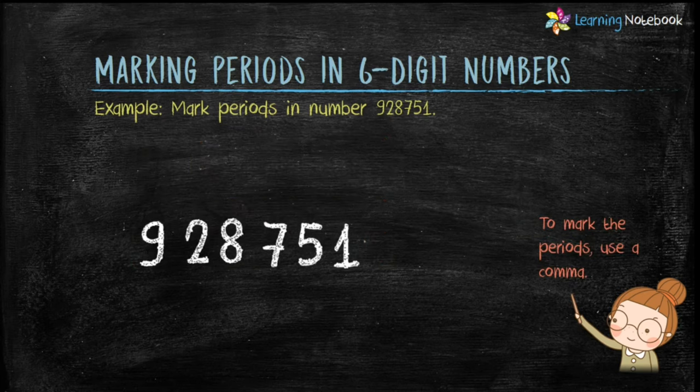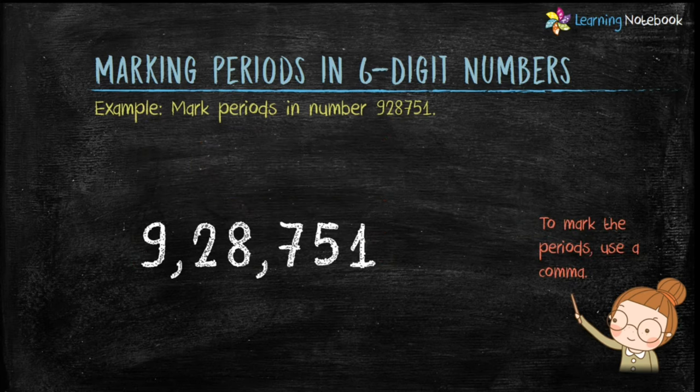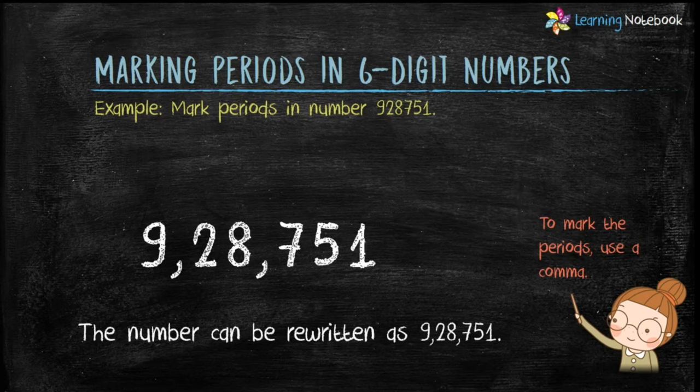So to mark the periods, we use a comma in between ones period, thousands period and lakhs period. So in this example, 928751, we first put a comma in between ones and thousands period and then another comma between thousands and lakhs period. So this number can be rewritten as 9,28,751.